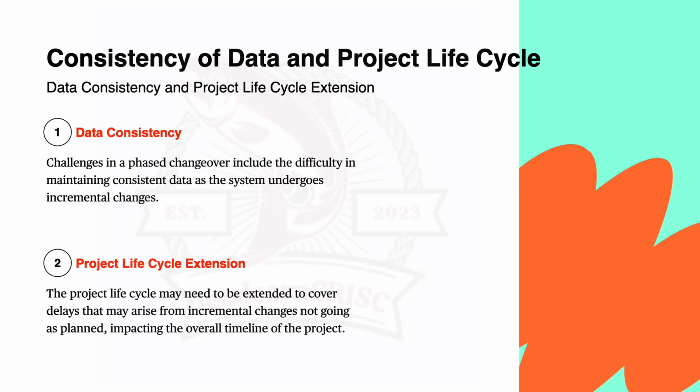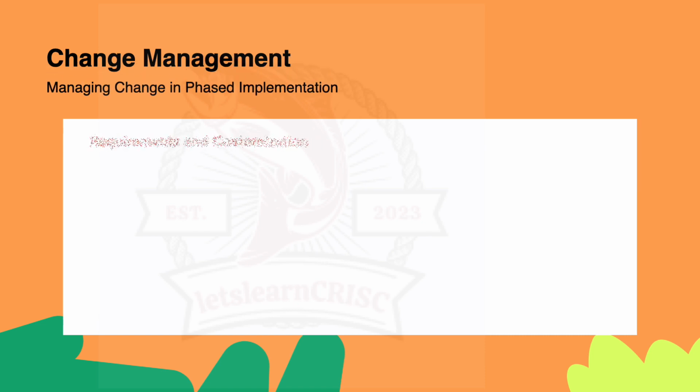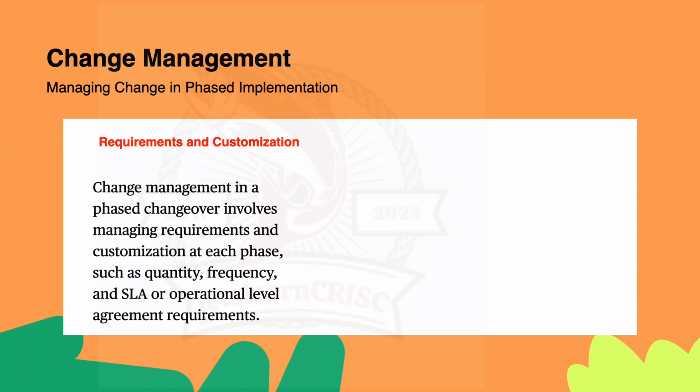So these challenges highlight the need for careful management to ensure that data remains consistent throughout the phase changes and to account for any potential delay by extending the project life cycle, right? Next is about change management. Under change management, the first is the requirement and customization.